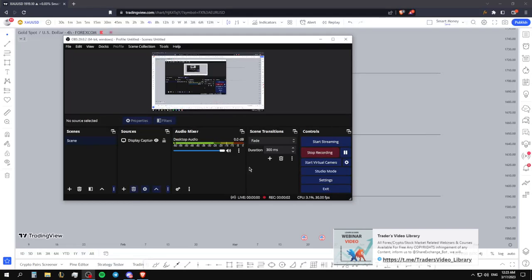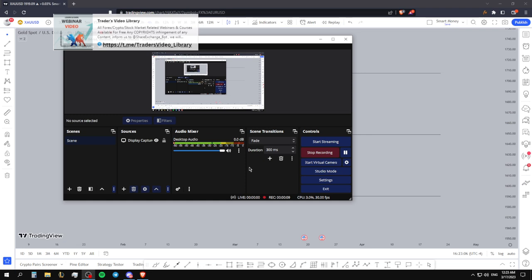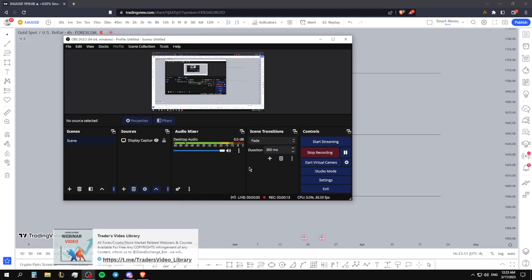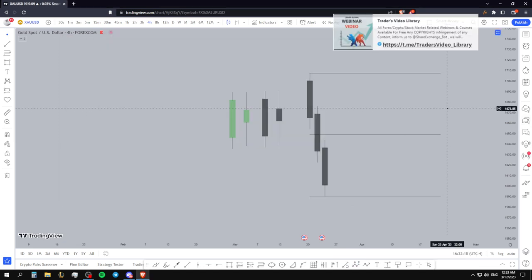Okay. Hello everyone. I'm going to make a quick video about ICT bullish order blocks. So this is not supply and demand. This is order blocks, which I will explain right now. Okay, let's start.